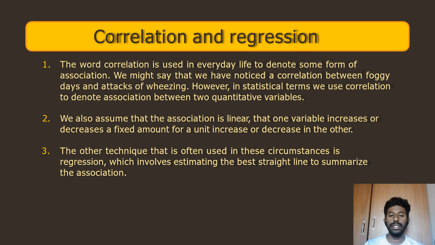In this slide, we'll be learning about correlation and regression. The word correlation is used in everyday life to denote some form of association. We might say that we have noticed the correlation between foggy days and the incidence of freezing. However, in statistical terms we use correlation to denote association between two quantitative variables. We also assume the association is linear, that one variable increases or decreases a fixed amount per unit increase or decrease in the other. The other technique that is often used in these circumstances is regression, which involves estimating the best straight line to summarize the association.